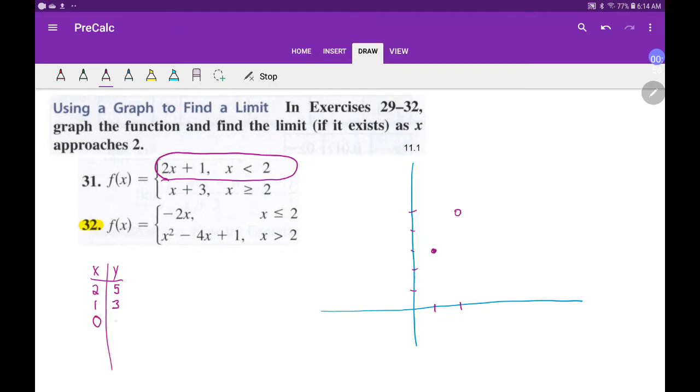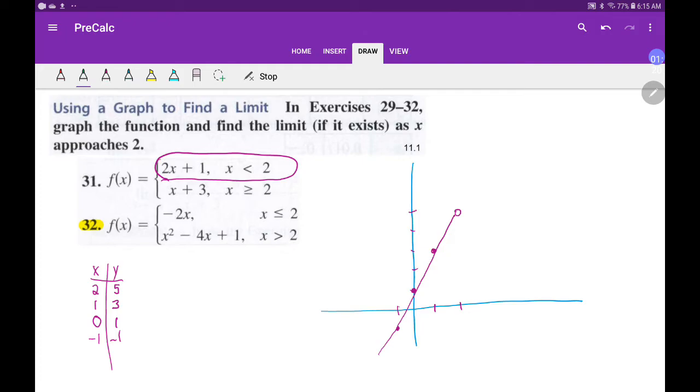When I put in 0, I get 1. So I hit the y-axis there. When I put in -1, I get -1. And so I'm down here. Okay, so there we go.